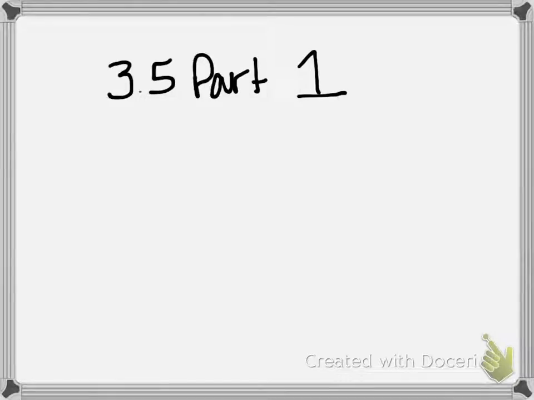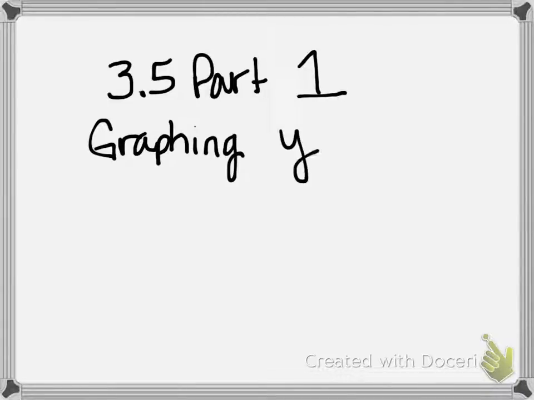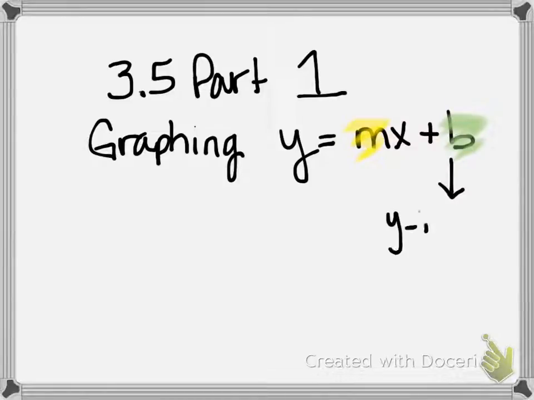So in this lesson, 3.5 Part 1, we're going to talk about graphing lines that are in the format of y equals mx plus b. So remember, in the equation y equals mx plus b, m is the slope, and we just lightly touched on the fact that b is the y-intercept. We didn't really figure out or cover what that was in the last lesson, but we will today. So b is your y-intercept.